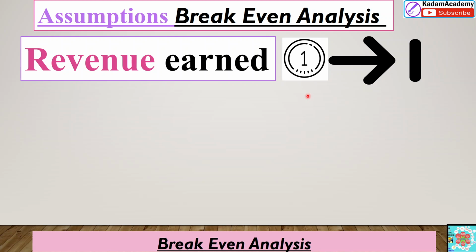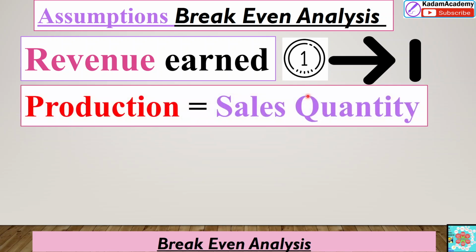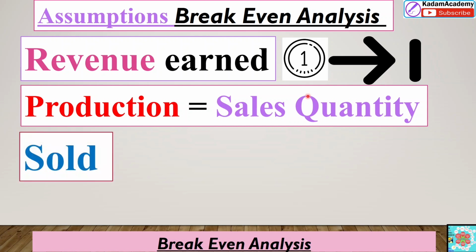What is revenue earned from first to end, it will be the same. That means the production will be the same, equal to sales quantity. Whatever is produced will be sold. This assumption is very important. It will be helpful to draw the chart. Whatever is produced is sold, so there is no change in the inventory of finished goods.